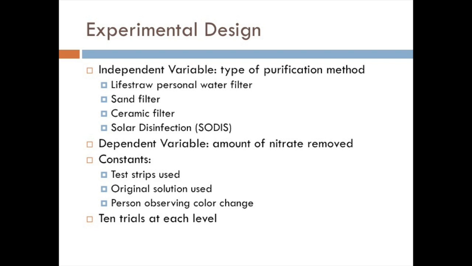The dependent variable was the amount of nitrate removed, and some constants included the test strips that I used, the original solution and how much nitrate was in it, and the person who observed the color change because different people have different color vision. I did 10 trials at each level for repeatability.